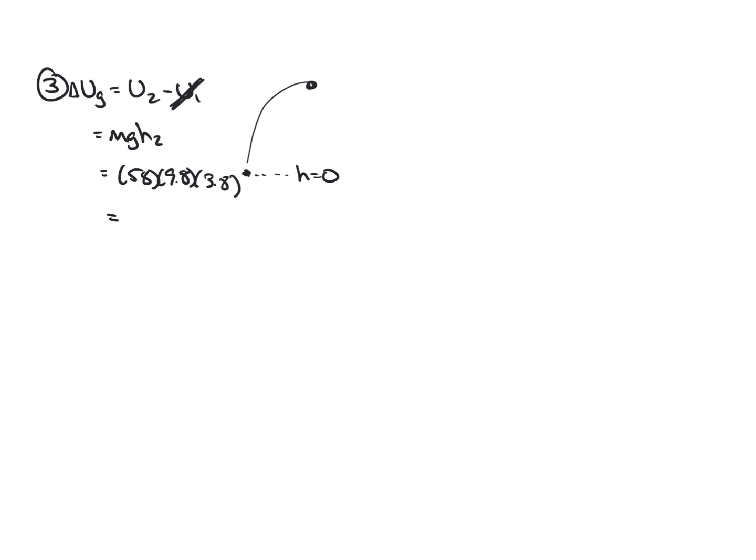They'll start here, and they'll go whoop, and they'll end up here. So we'll make the height equal to 0 where they started from. So change of gravitational potential energy, delta U, is U2 minus U1. U1 will be 0 again, so it'll just be mgh2. So they are 58 kilograms, 9.8 for g, and the height given was 3.8 meters. Okay, so to two significant digits, I'll have 2.2 times 10 to the 3 joules.